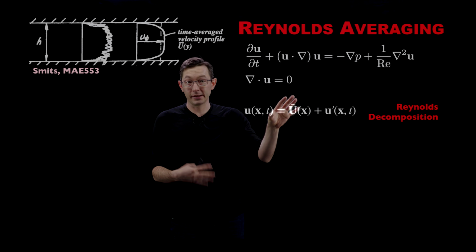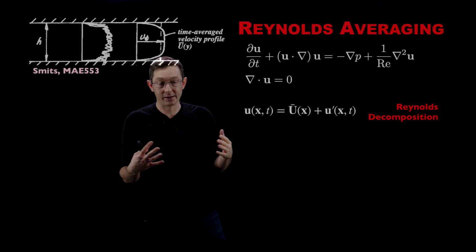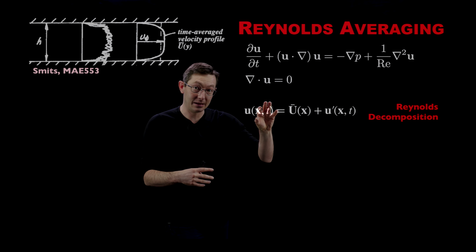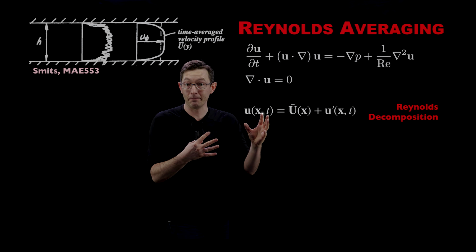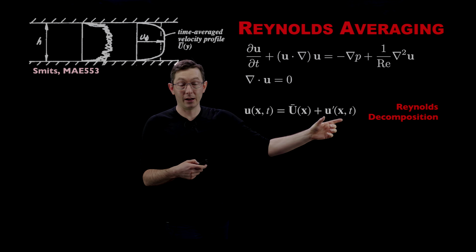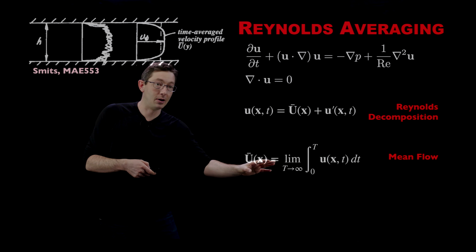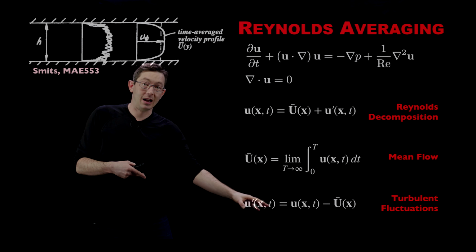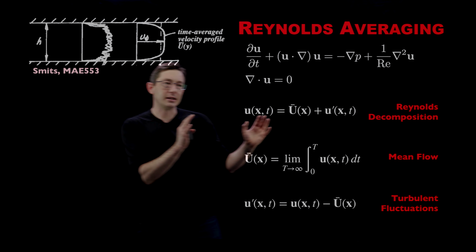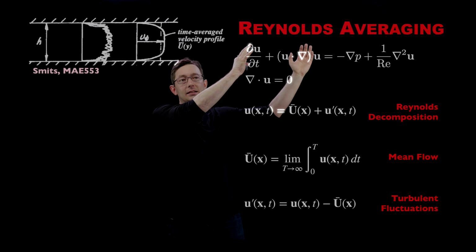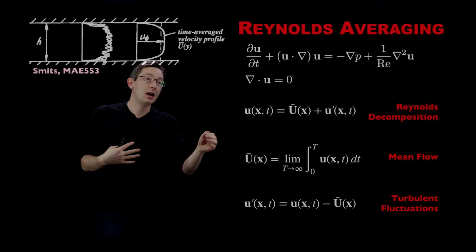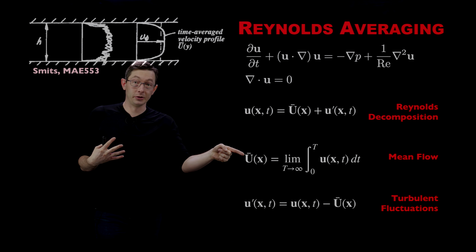So Reynolds, Osborne Reynolds, the same Reynolds as the Reynolds number, proposed this decomposition, this separation of your velocity field u, which is a function of space and time, into a time averaged component, u bar, and the fluctuating components, u prime. And so u bar is just a time average, and u prime is everything else that's not in that time average. And the idea is we're going to take this decomposition, plug it into the Navier Stokes equations, and average those equations to try to get a simplified equation of just this mean flow variable u bar.